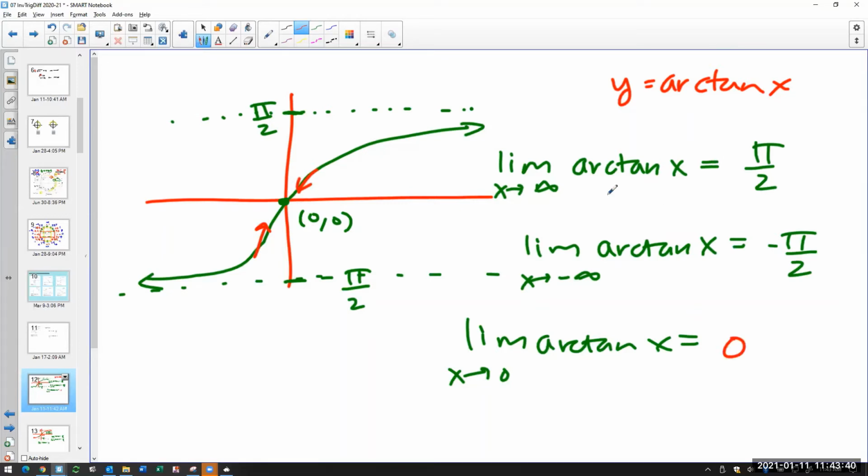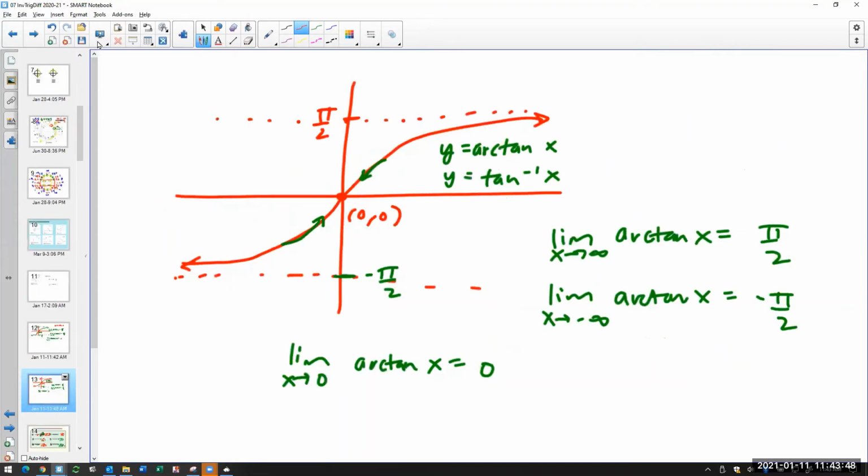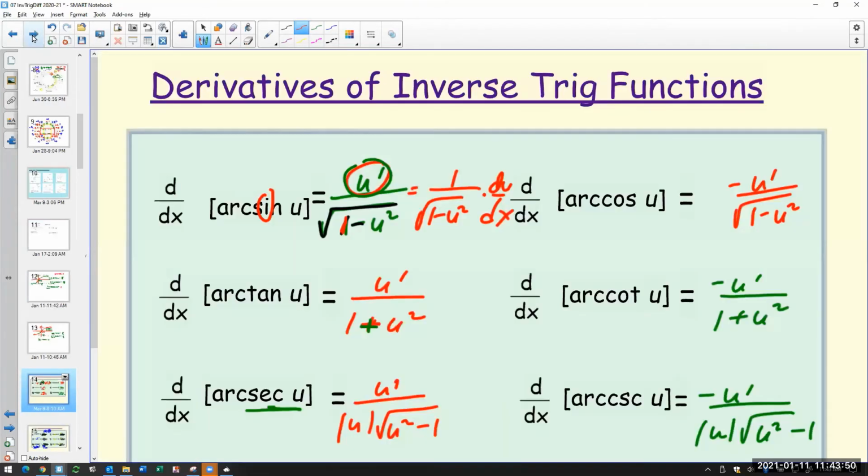I actually just sketch this every time and look at the picture to answer these 3 things. Okay, and I think we'll be talking about that Thursday or Friday. So that's your arctan graph. You have to memorize that.